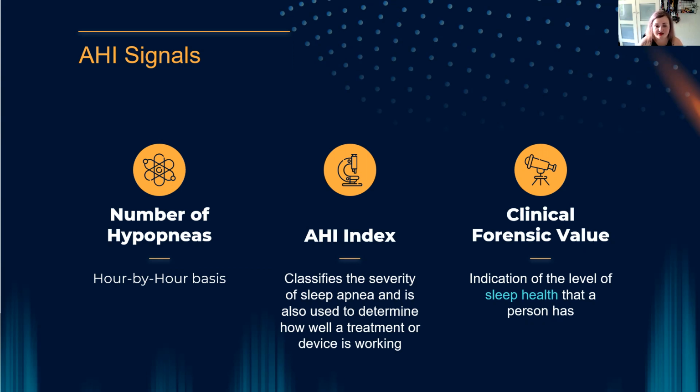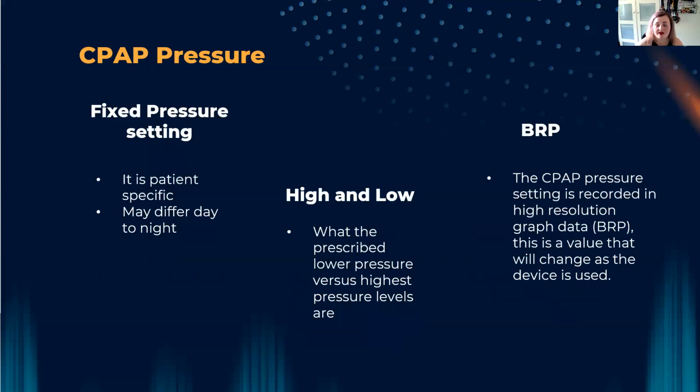Now, the AHI signals have forensic clinical value because they indicate the overall sleep health of a person, specifically looking at, on an hour-by-hour basis, how many times the patient stopped breathing, and overall using the mathematical equation to determine the index of how bad your overall sleep health is. So this is quite an important signal that I looked at to determine whether or not my dad was actually improving. Now, the CPAP pressure setting, this is a fixed pressure setting.